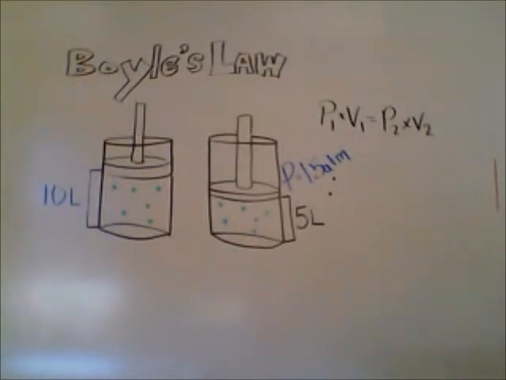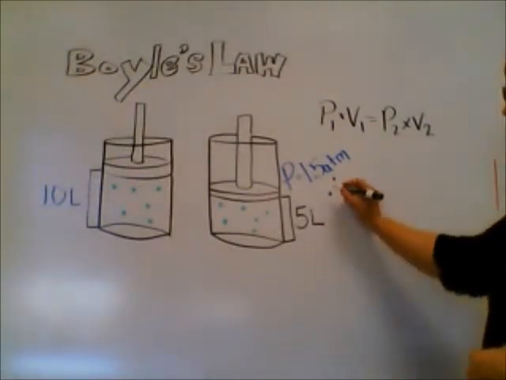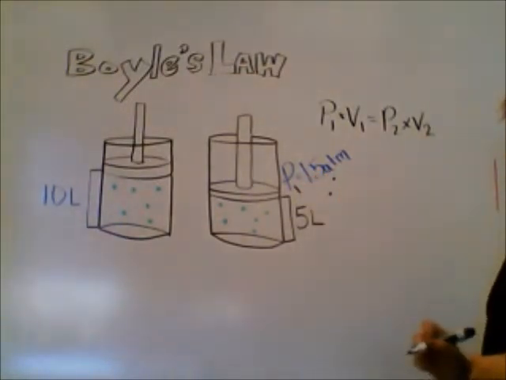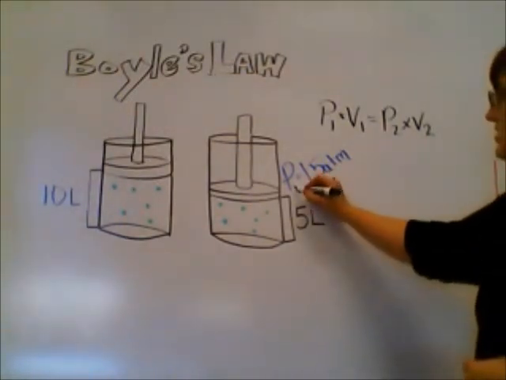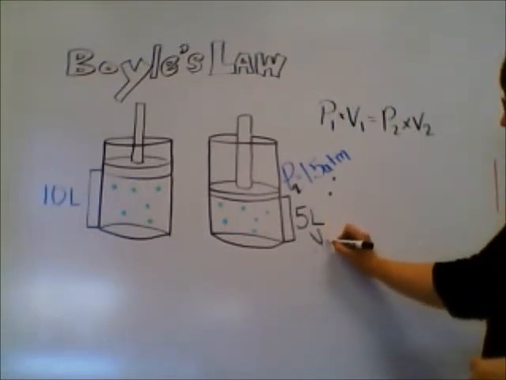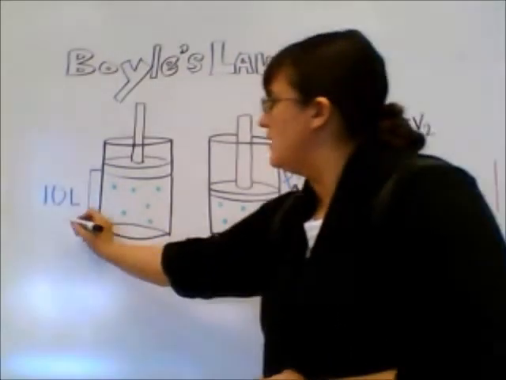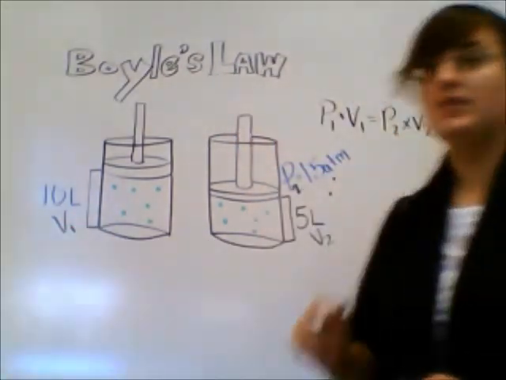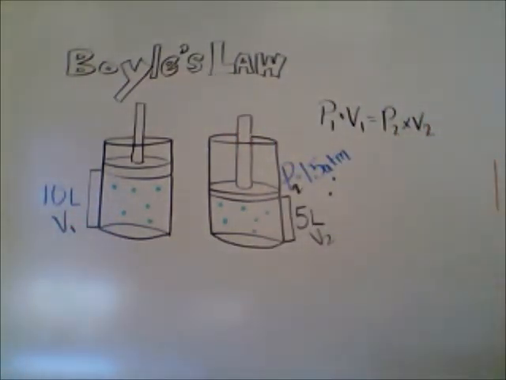So with our P1, V1, what we would do is, do we know our pressure for our 10-liter container? No, but we do know our pressure for our 5-liter container. So what we'll say is that this is our P1. Okay, it's what we're starting with. Or I'm sorry, this is our P2. Okay, it's what we end with. This is what we're starting with. So this is our P2. This is our V2. And this would be our V1. Because V is for volume and P is for pressure, right? 1 is for starting, 2 is for ending.